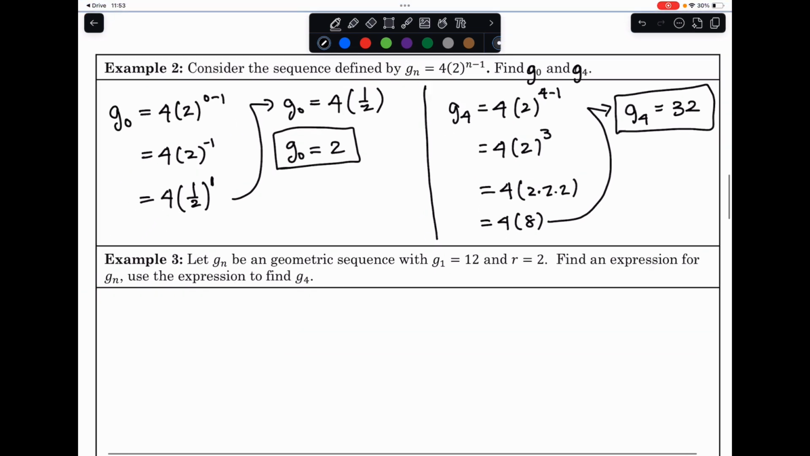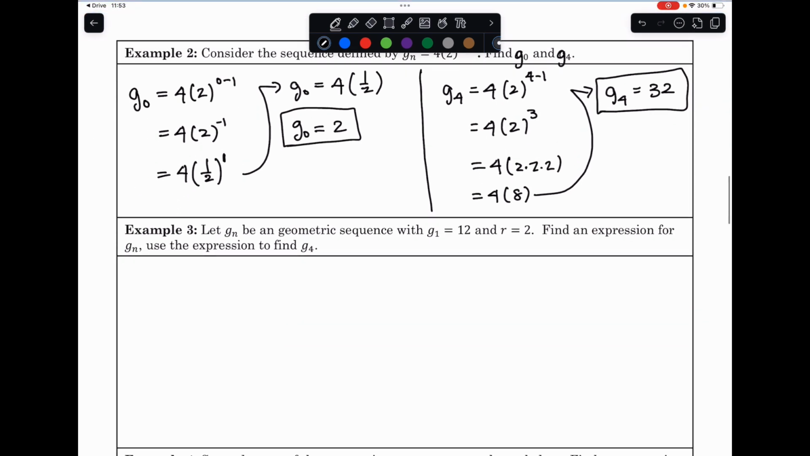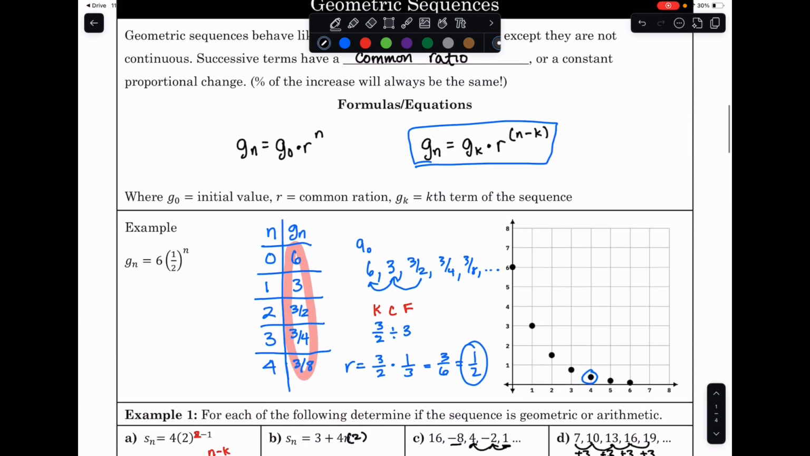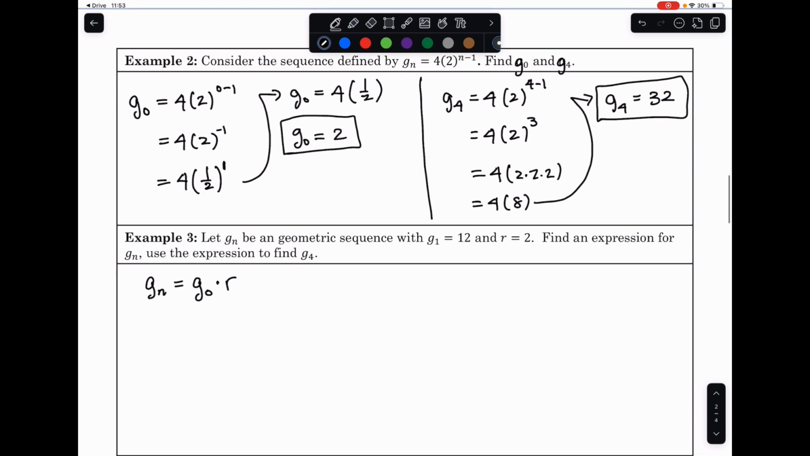Okay, so now let's use one of the formulas to come up with a function for g, the sequence of g. So let's use an expression, and let's use that expression then to evaluate g of 4. Now remember, there's two equations we can use. We can use g of n is equal to g of 0 times our common ratio raised to the n power. That's one formula. The other option is the general one that works with any situation, which is my preferable one.